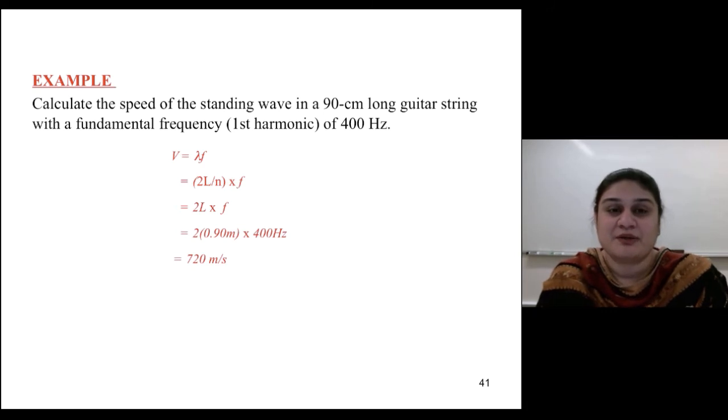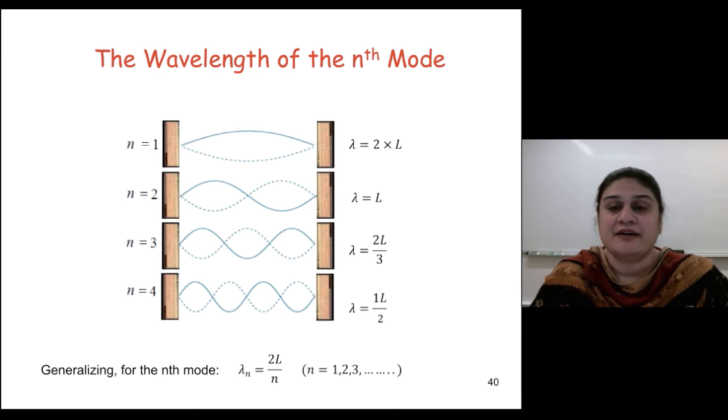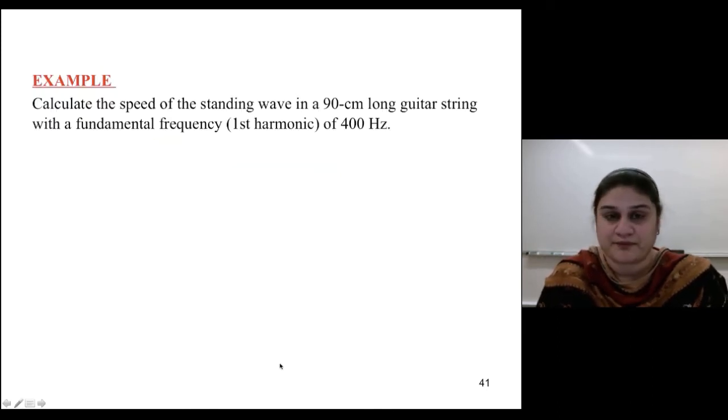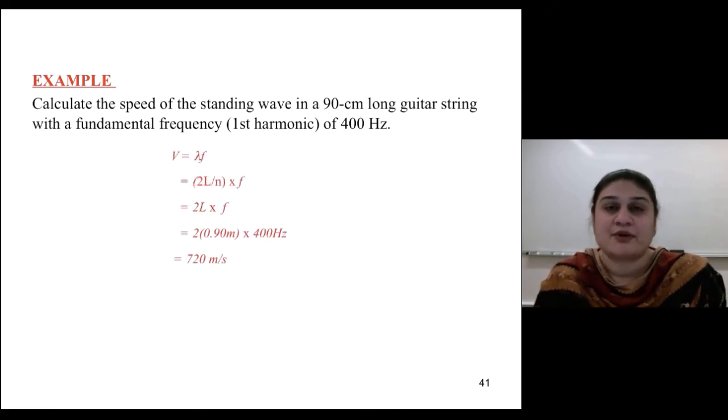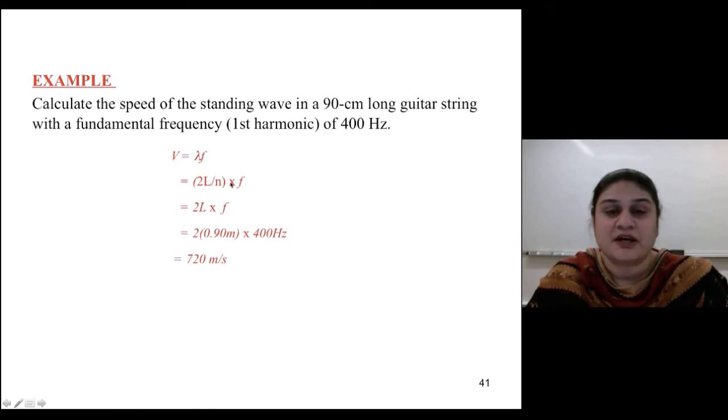We know speed equals lambda f. And the previous slide gave us lambda equals 2L over n, where L is the length of the string. So I'm going to put lambda here as 2L over n times the frequency. Now n for the first harmonic is 1. So I plug that n in. What do I get? I get 2L times f. 2 times L, which is given as 0.90 meters, and frequency, which is given as 400 hertz, equals 720 meters per second.